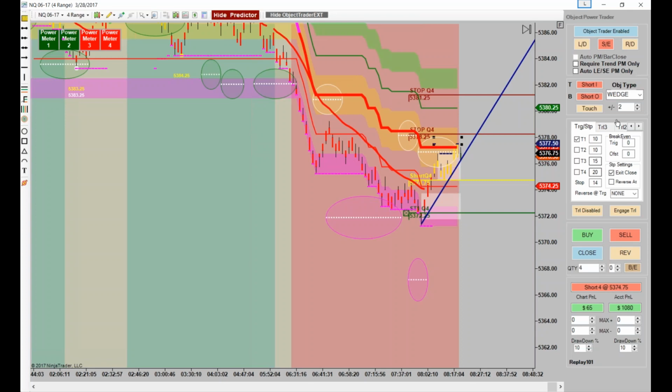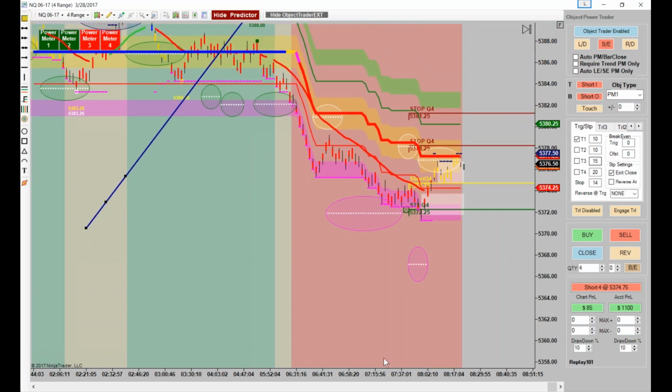Everybody see how to use this on some good retracement trades? Pretty cool. What if we wanted to do, instead of the wedge, the PM trade when that power meter goes green? You can do that also, and you can change it on the fly. Notice that I didn't get in 4 more because I changed it to PM before that ever closed below that wedge. That's how quick you can do on the fly stuff with Object Trader.